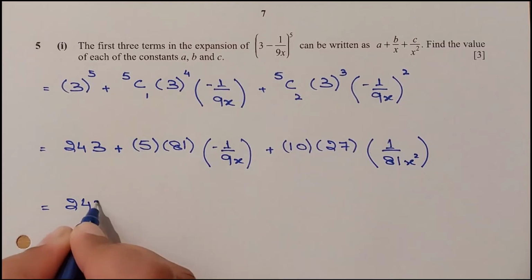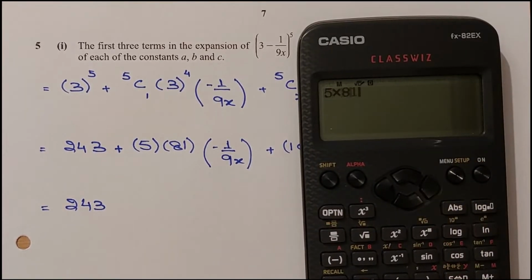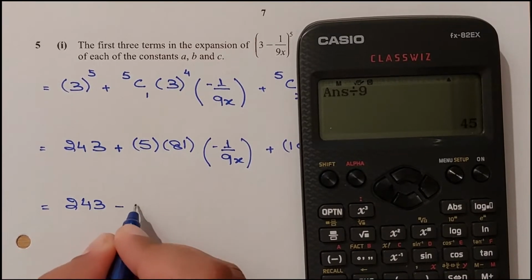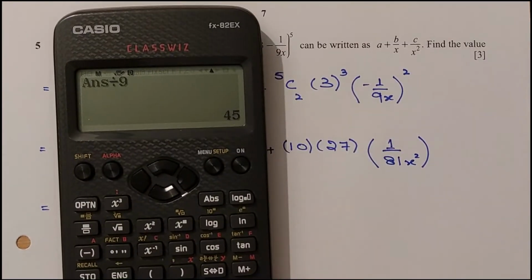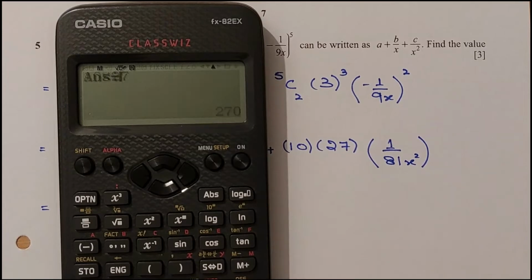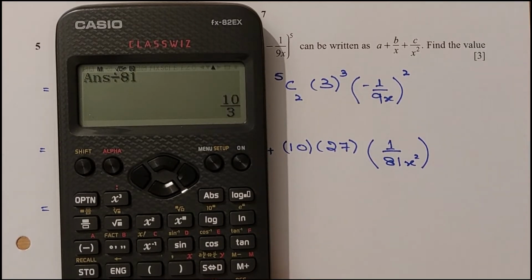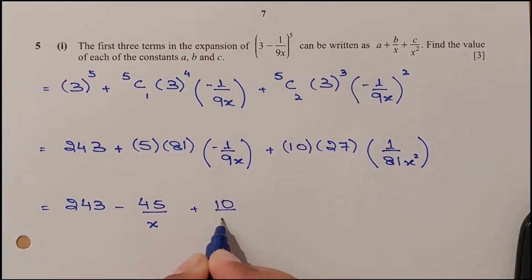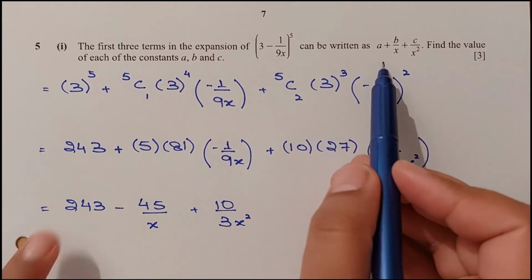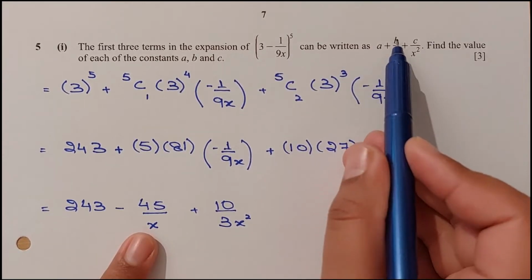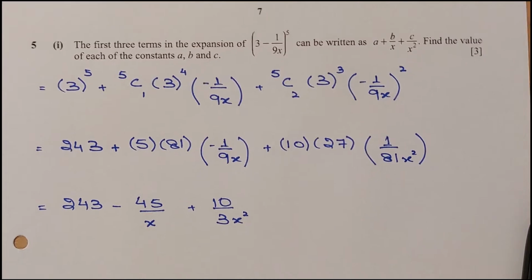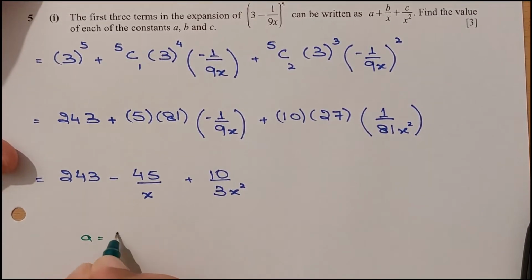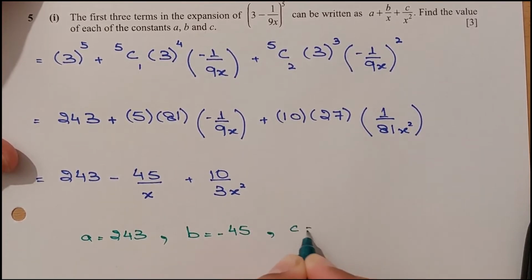Okay, so 243. Now let me simplify this. 5 times 81 divided by 9 is negative 45 divided by x, right? And the last term is 10 times 27 divided by 81. This is 10 by 3x squared, right? So this can be written as a value is 243, plus b over x, b is minus 45, plus c over x squared, and c is 10 by 3, right? So let me write down the values of a, b, c. a is equal to 243, b is minus 45, and c is 10 by 3.